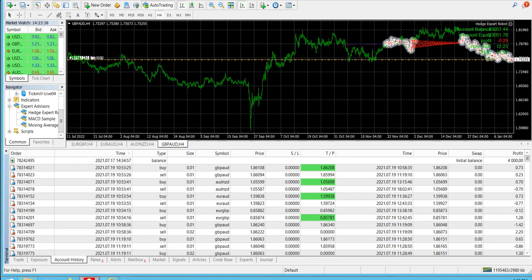The cross pairs are better. Like Euro GBP and Euro AUD, I have taken two Euro pairs together, right? So I should use either some other pair, or maybe NZD, or any other pair. Not two pairs of Euro together. And the same with AUD. I have taken three AUD pairs: Euro AUD, AUD NZD, and GBP AUD.